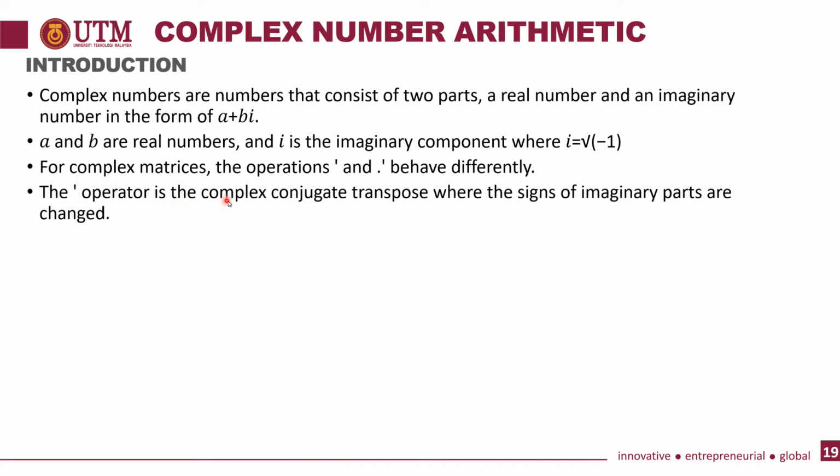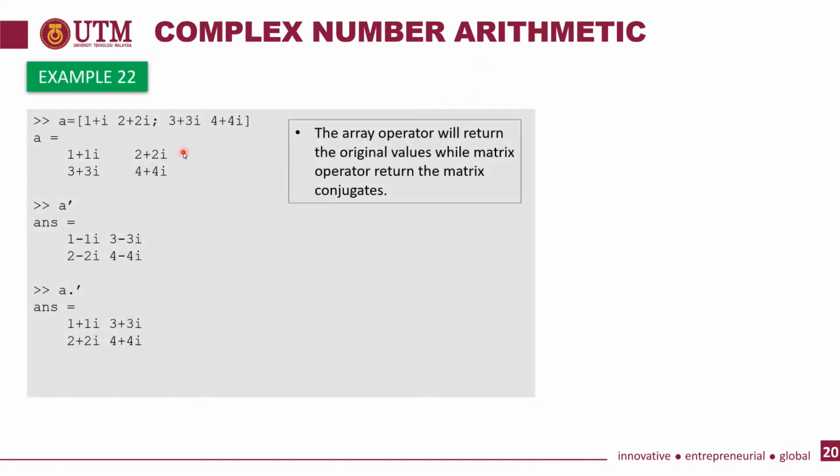Let's take a look. The transpose operator is the complex conjugate transpose, where the signs of imaginary parts are changed, whereas the dot transpose operator does a pure transpose. It just does a pure transpose. It doesn't change any sign of the imaginary parts of the complex number. So let's take a look at this example. Right now you have a matrix A with complex numbers: 1 plus 1i, 2 plus 2i, 3 plus 3i, and 4 plus 4i.